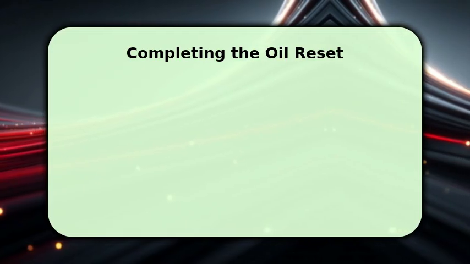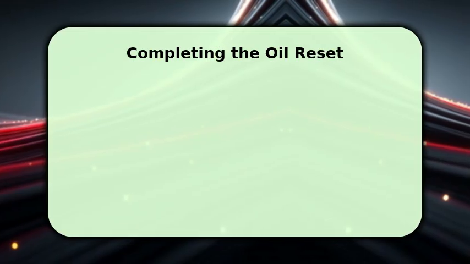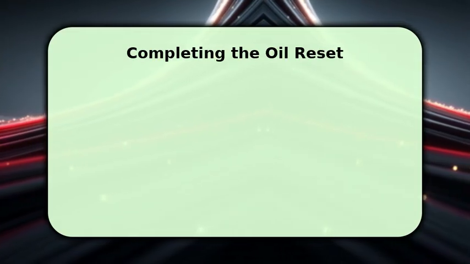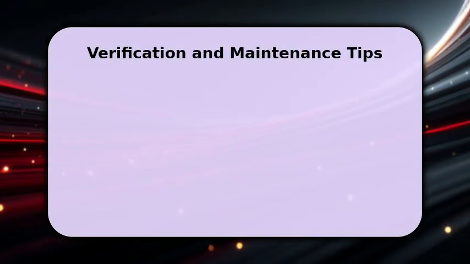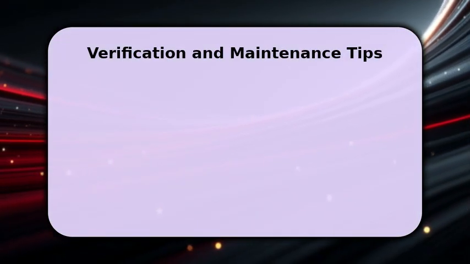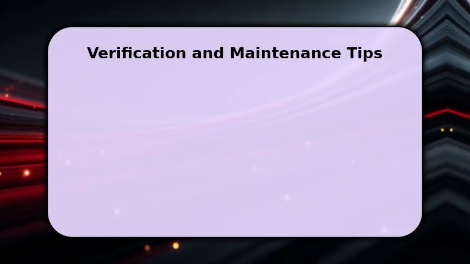Once it shows 100%, you can release the button. This action confirms that your oil life monitor has been successfully reset, ready for your next oil change interval. After resetting, turn off your Acadia's ignition completely. Then, restart the engine to ensure the reset has been saved and is functioning correctly.